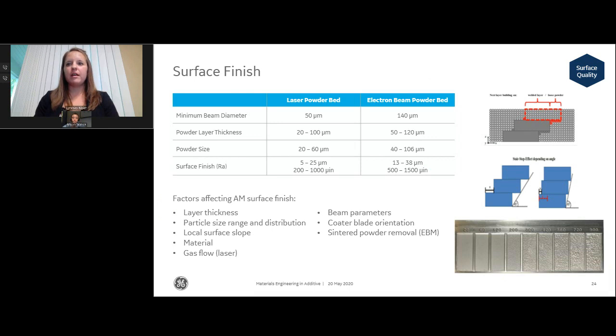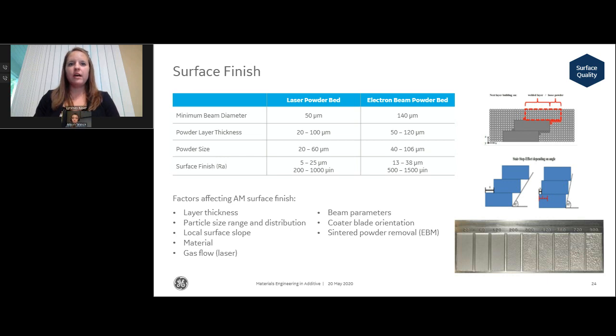Another characteristic of the additive process is surface finish. What we're showing here is a comparison between laser powder bed and electron beam powder bed and the expected surface characteristics based on the process. As you can see in the table, the electron beam powder bed has a larger minimum beam diameter and thus will typically use thicker layers of powder. The powder particle size is also increased on the electron beam compared to laser, and thus your resulting surface roughness on electron beam is typically higher than laser powder bed. So when you're selecting which additive platform is right for your application, surface finish is definitely a key characteristic to keep in mind.